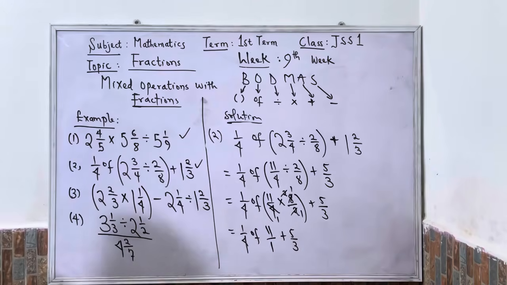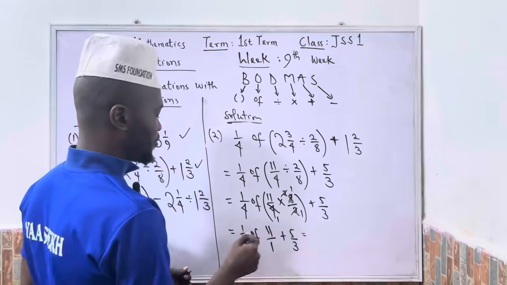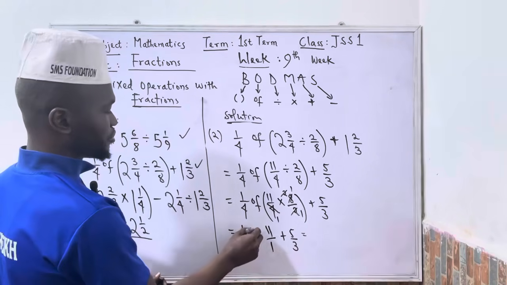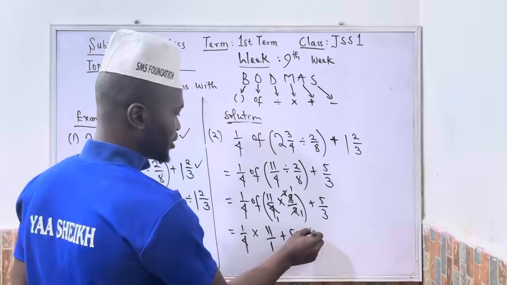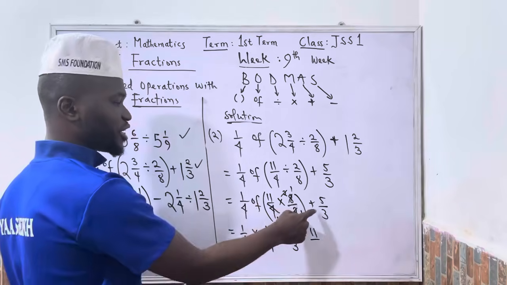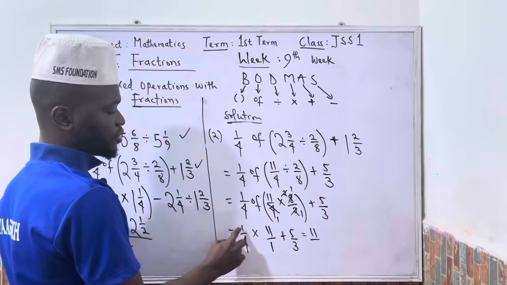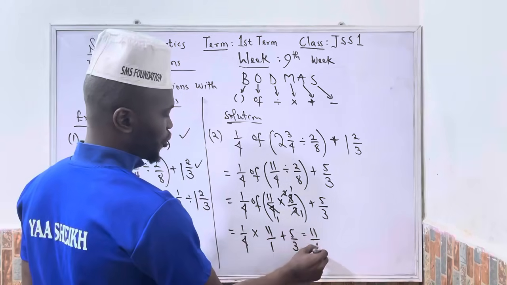Interesting. Now, of turns to multiplication, right? So, that means I will have to multiply this. Let me just change it directly from here. So, I will do 1 times 11. That will give me 11. Because between multiplication and addition, or of and addition, of comes before addition. So, I must do the of first. 1 times 11, that will give me 11. 4 times 1, that will give me 4.